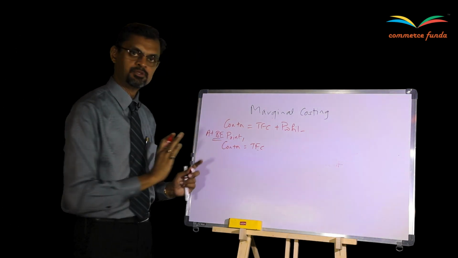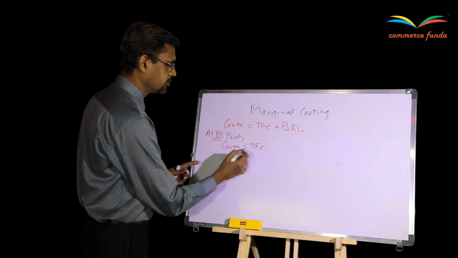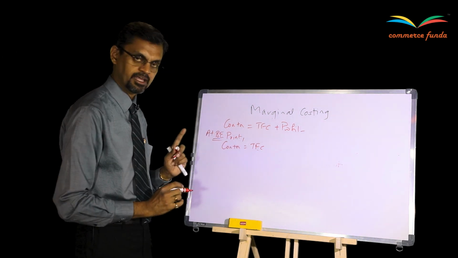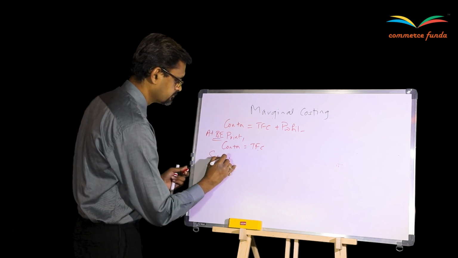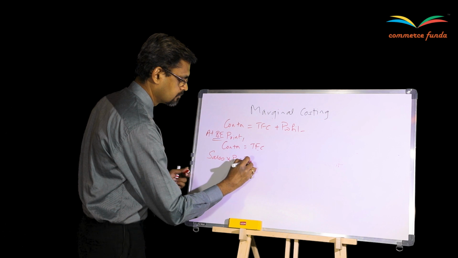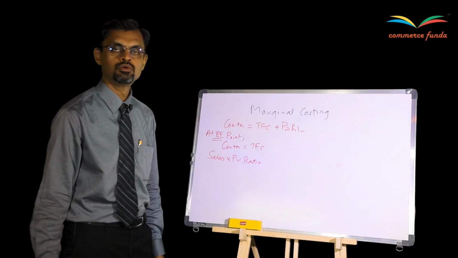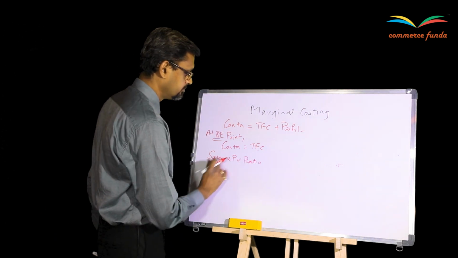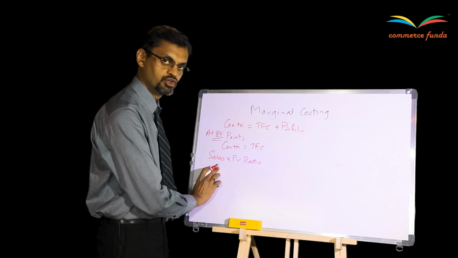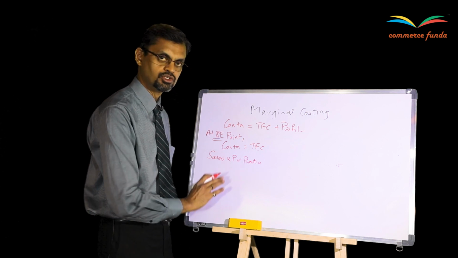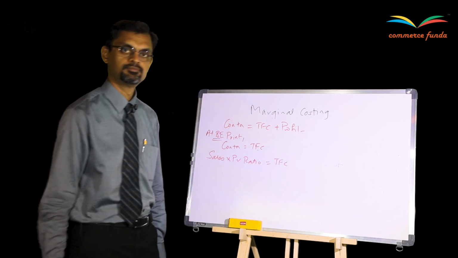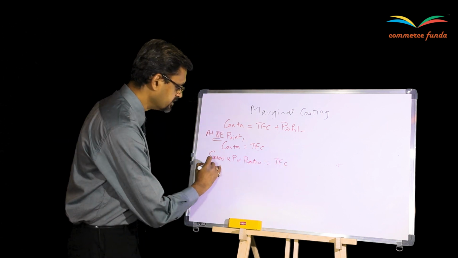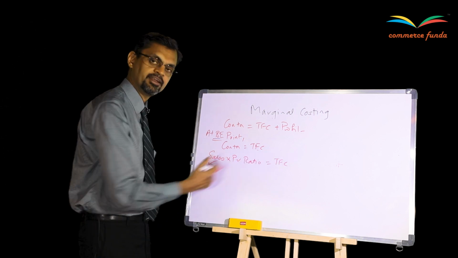So you will observe I am using the same equation. So contribution is equal to total fixed cost at break-even level. What is contribution? Contribution is sales into PV ratio, correct? Because this is contribution ratio, which is percentage of sales. So obviously sales into contribution ratio will be my contribution. That is equal to total fixed cost. I want to find this out. So I'll take this to the right hand side.